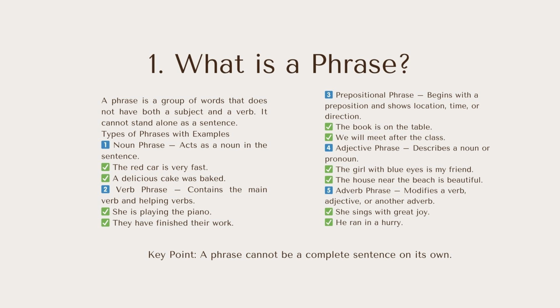Number 4 is adjective phrase. Adjective phrase describes a noun or pronoun. For example, the girl with blue eyes is my friend. The house near the beach is beautiful.